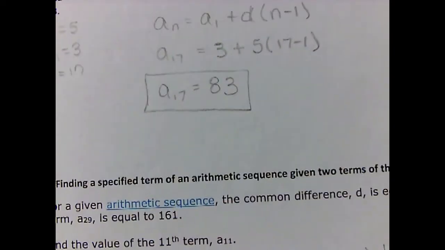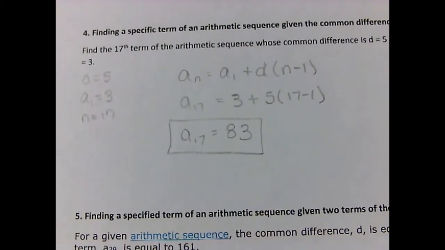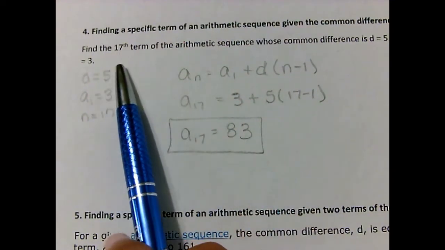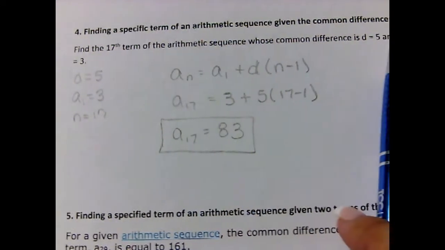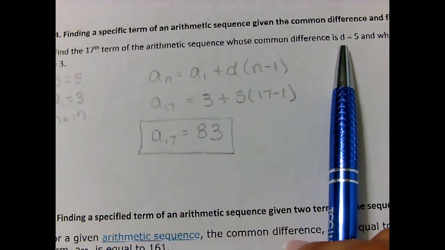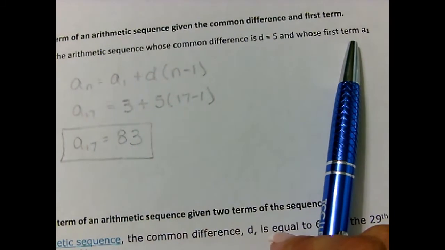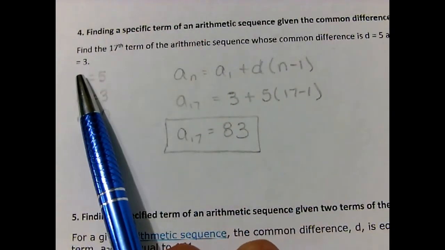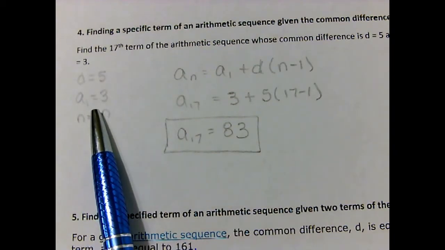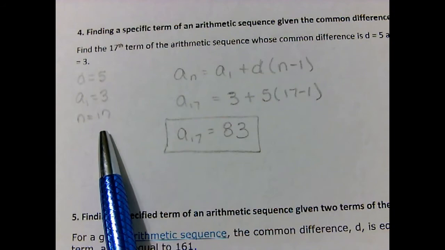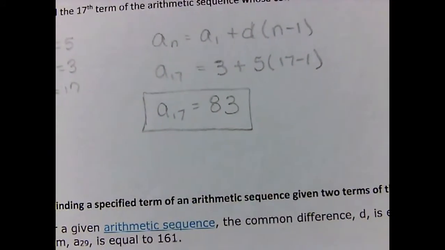For problem 4, okay, problem 4 says to find the 17th term of the arithmetic sequence, and it tells us that the difference is going to be 5, and it also tells us the first term, a of 1, is going to be equal to 3. So I listed the difference is 5, first term is 3, and n is going to be 17 since we're looking for the 17th term.